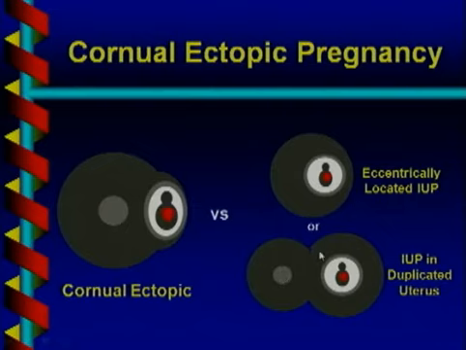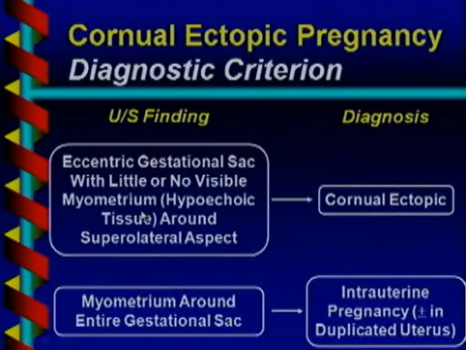There's some similarity in appearance of all these, and I'll show you examples on ultrasound in a minute. The key difference: we diagnose a cornual ectopic when we see no myometrium. Myometrium, or the muscle of the uterus, looks dark compared to the tissue around the gestational sac. If we see no myometrium and bulging of the edge of the uterus, we call it a cornual ectopic.